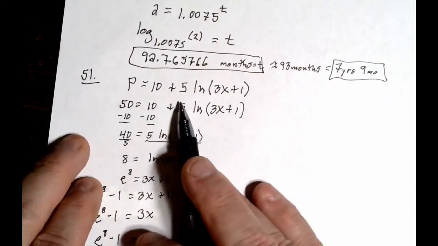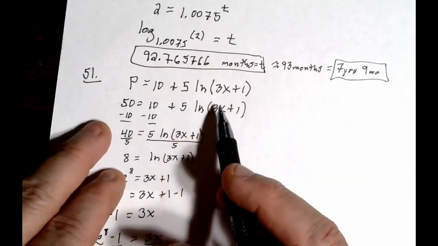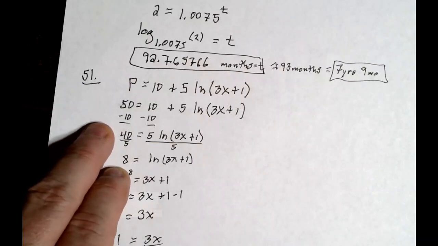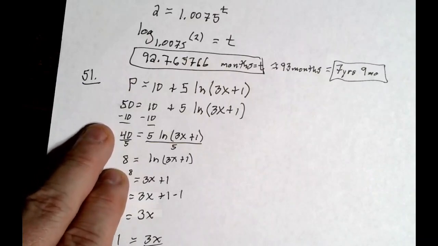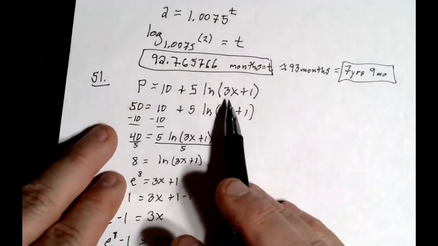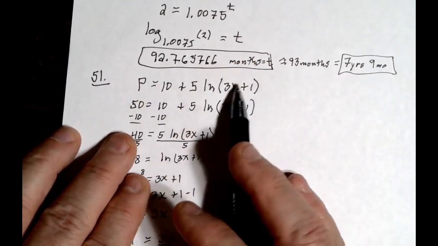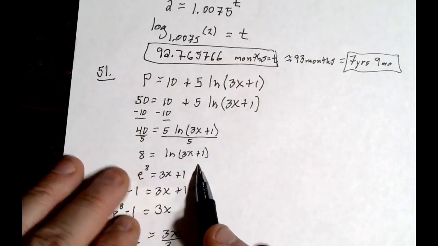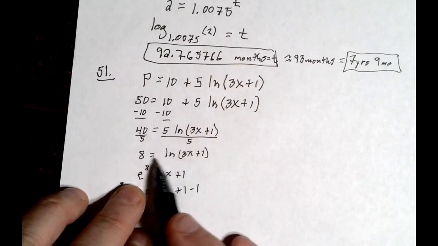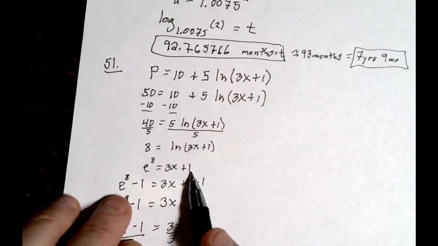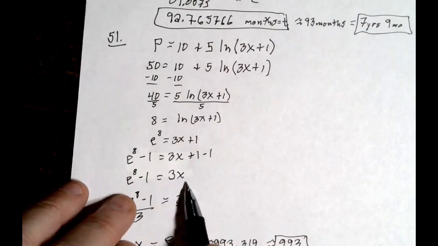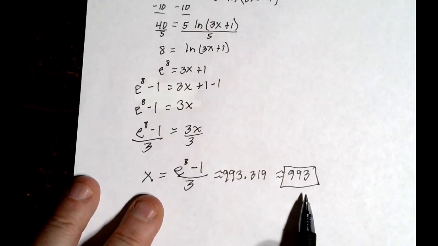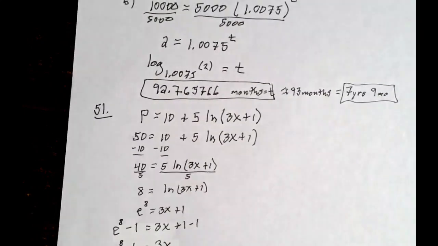And now the last one, p equals this. 51, it says, I think they tell you what p is. Yeah, they say the price is 50, so you got to figure out what x is. So you want this all by itself. Subtract 10, divide by 5, so you get this. So it's log base e of 8 is equal to 3x plus 1. So you subtract 1, divide by 3, and now you've got an exact answer, and here's the approximate answer. Okay? So there you go.